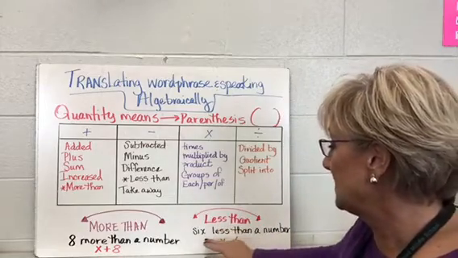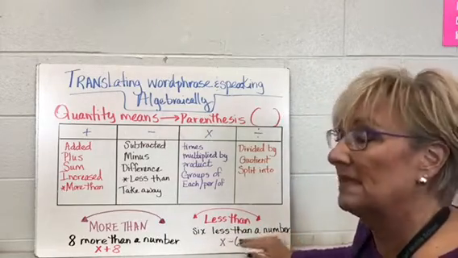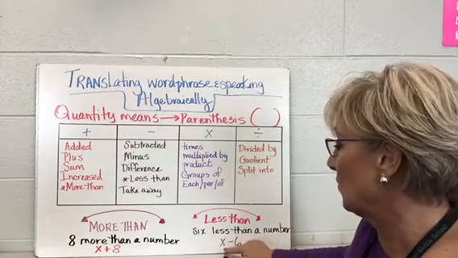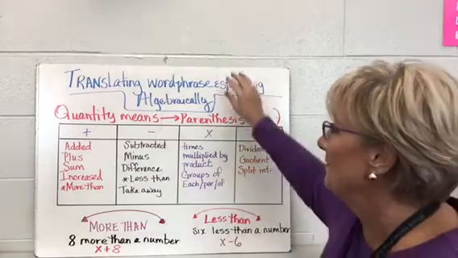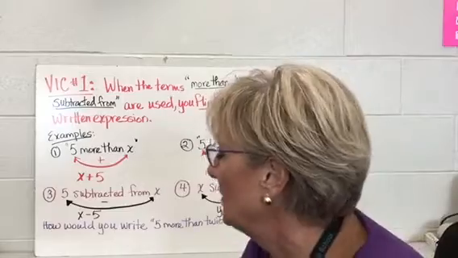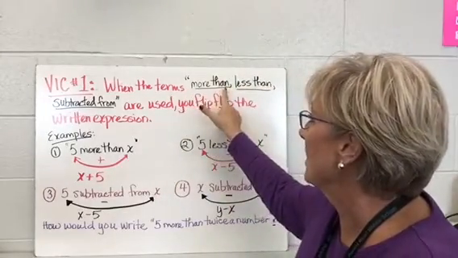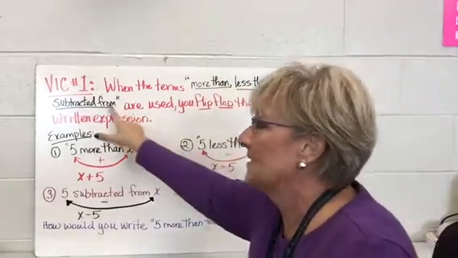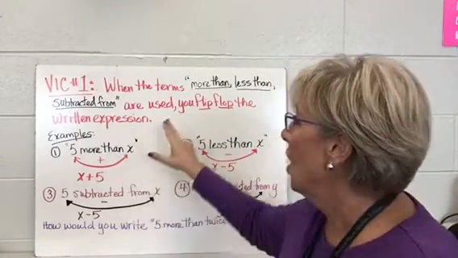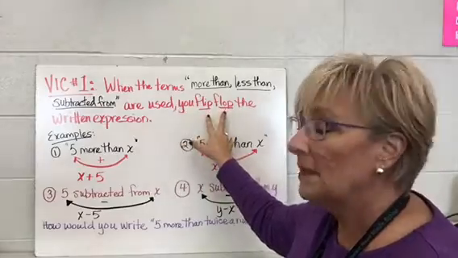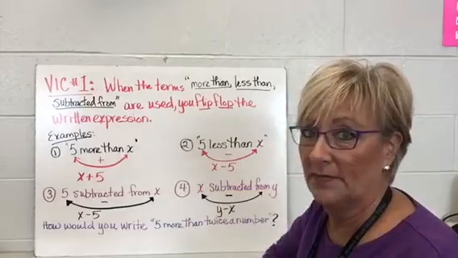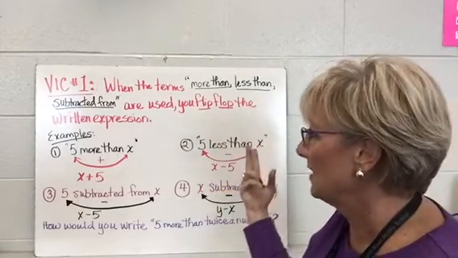Here I've got 6 less than a number. That means the number was there first, and I'm going to subtract the 6 from it, so it would be written X minus 6. So on your paper, you've got VIC number 1, and that means when the terms more than, less than, and subtracted from come up, those three phrases are used, you're going to flip-flop, flip the numbers over, and write the expression, okay? You're going to flip-flop the written expression.